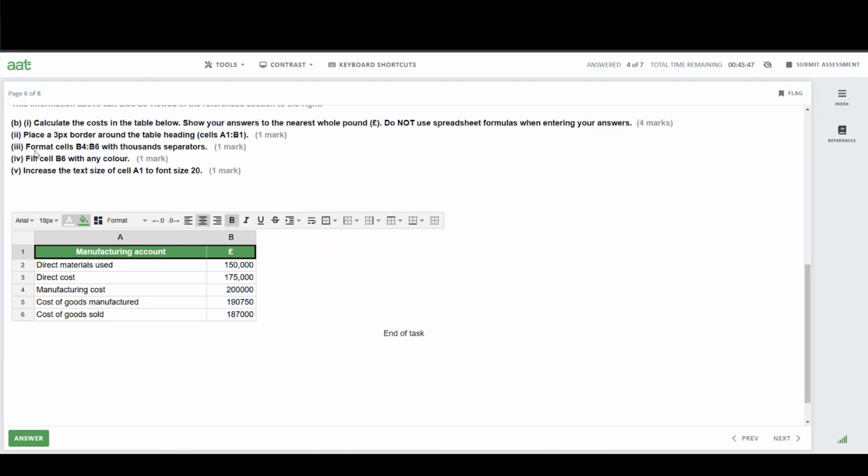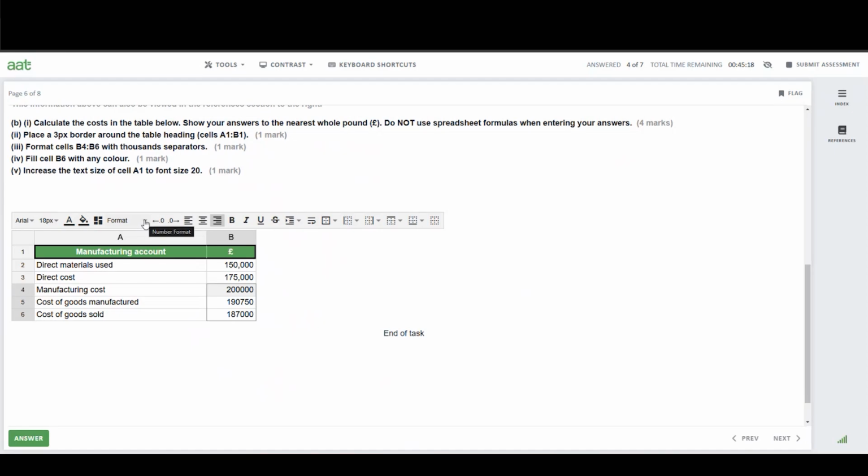Part 3 is to format cells B4 to B6 with thousands separators. So B4 to B6, as you can see, cells B2 and B3 have already got the 1,000 comma separator. We need to add that now to B4 to B6. We can highlight them all, and we're going to apply that formatting to all of those cells.